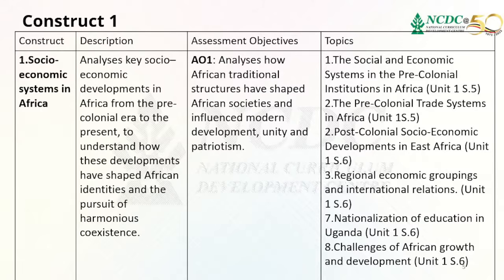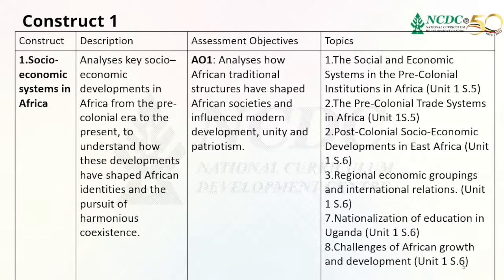Then the assessment objective of Construct 1: the learner analyzes how African traditional structures have shaped African societies and influenced modern development, unity, and patriotism. These are the topics that we are going to have under this construct. Topic 1 will be the social and economic systems in pre-colonial institutions in Africa. It will be taught in Senior 5. Topic 2 will be the pre-colonial trade systems in Africa, which will be taught in Senior 5.